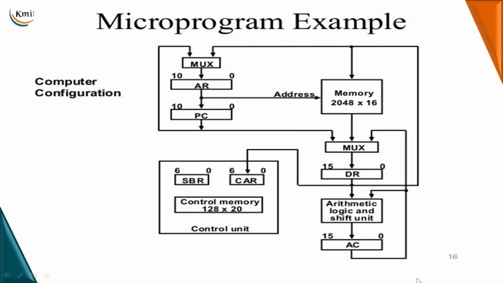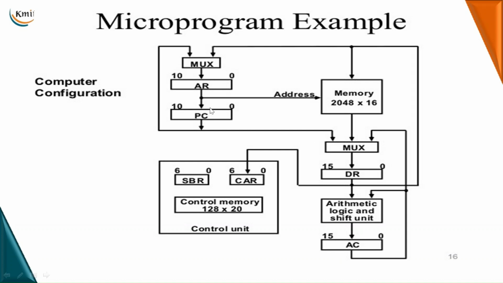We have already learnt about these registers. The address register is used to hold the address of the current instruction which is being executed by the CPU, whereas the program counter holds the address of the next instruction that has to be executed. A data register is used to hold your data. The accumulator is a temporary storage location to store your information.